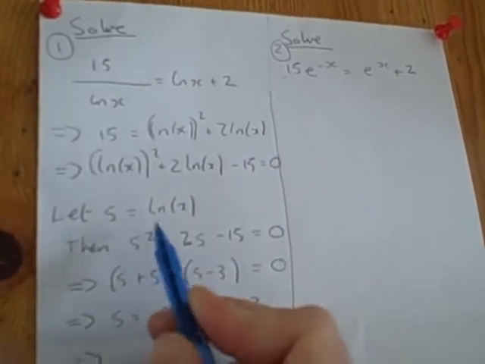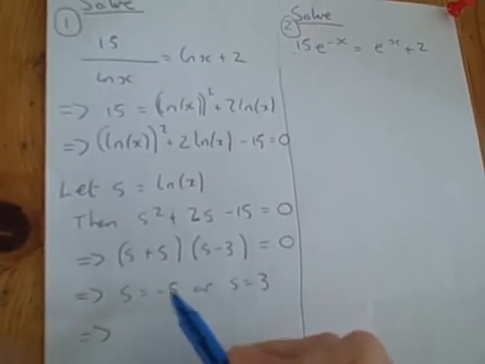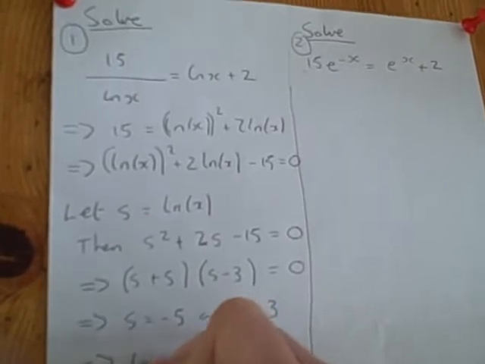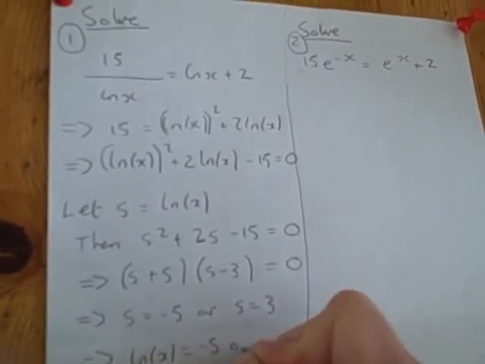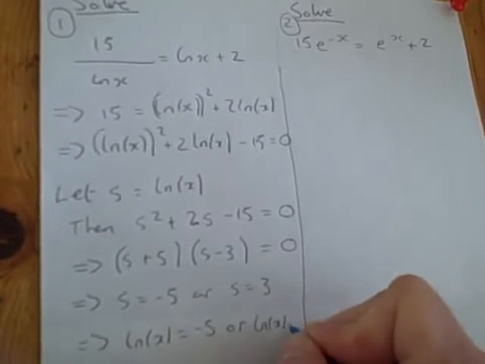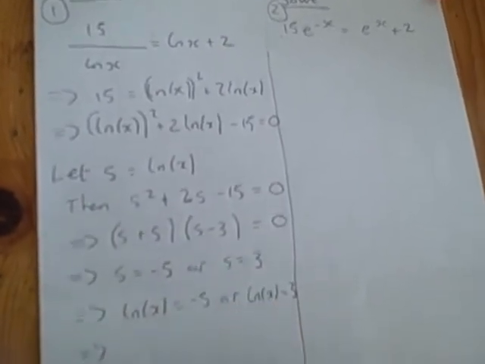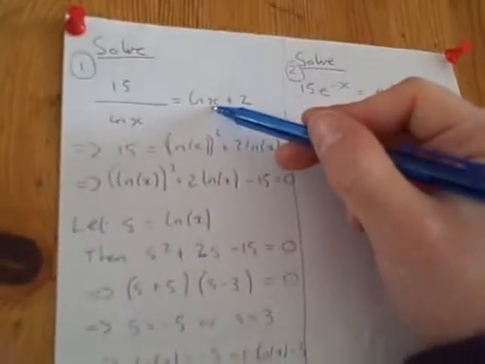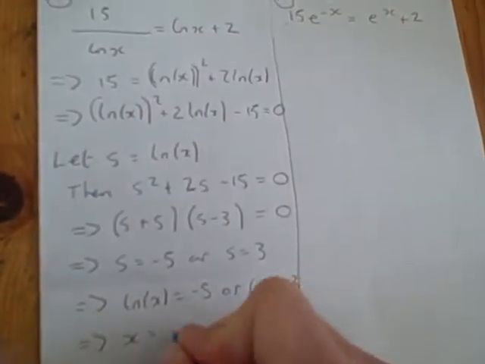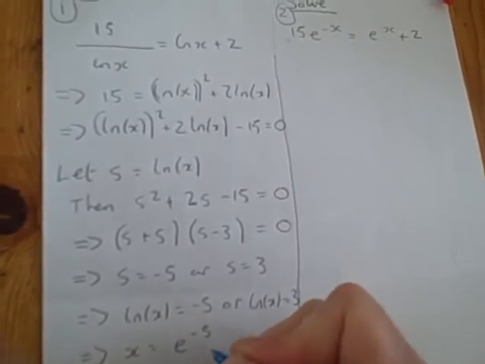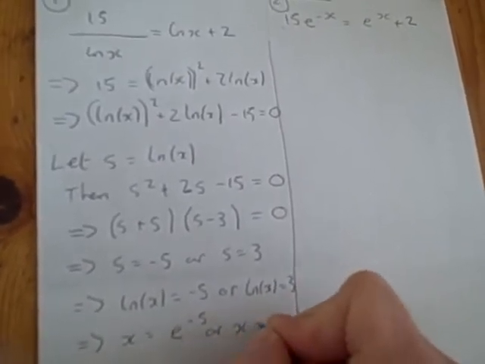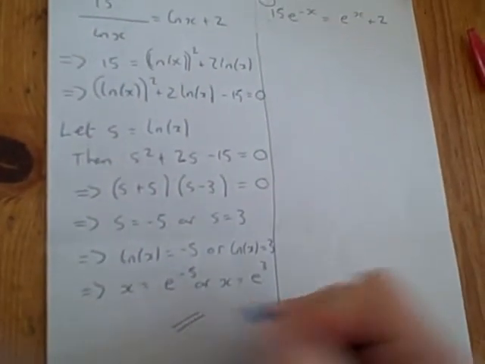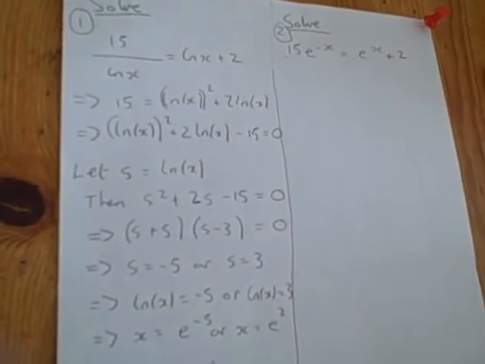Which implies, because s is ln x, we haven't finished. A classic mistake is to end it here, and you're losing loads of marks. So this implies ln x equals minus 5, or ln x equals 3, and we want to get x. Our goal has got to be to get x. When we're solving an equation, we're out to get x. So this implies x equals e to the minus 5, if you like eing both sides, or x equals e cubed, e to the power 3. And there we have it. Problem done. Typically worth about 5 marks.